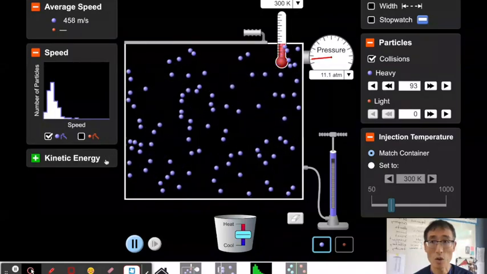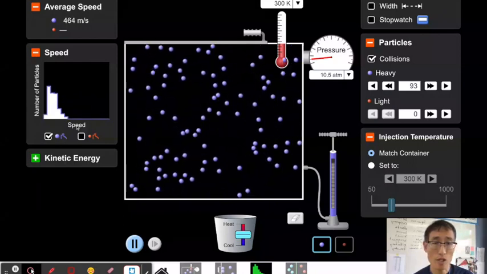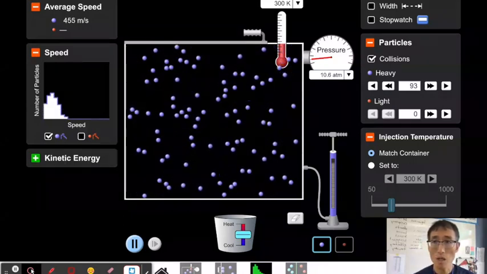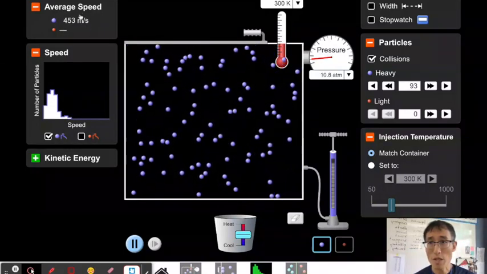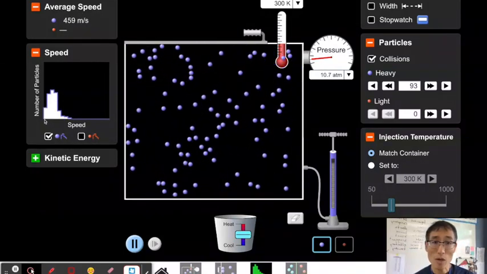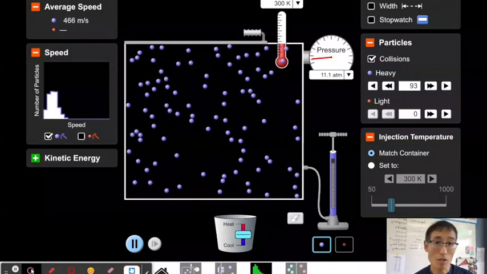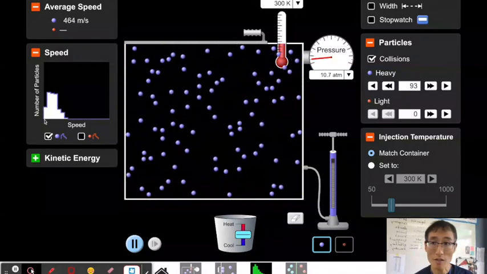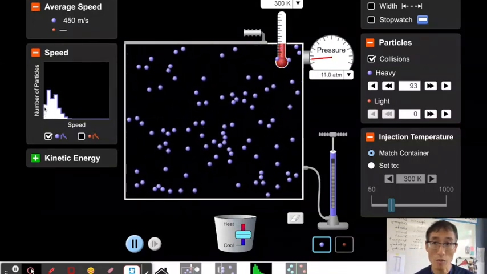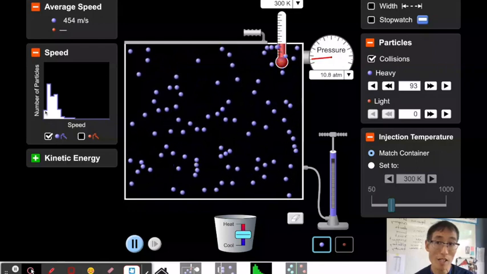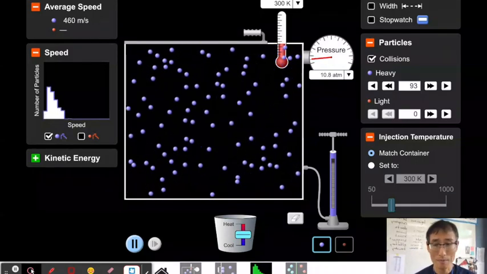On the left-hand side, this is what we call a distribution graph. The average speed's up here. It says 450 meters per second. But this graph tells me that some particles are moving slow, on the left side of the graph, the slow speed, there's a couple particles that are moving slow. This is changing periodically because they're not all going to stay the same speed.